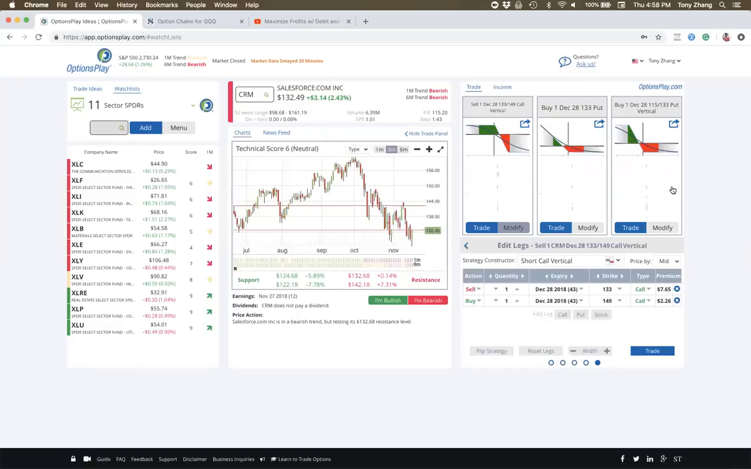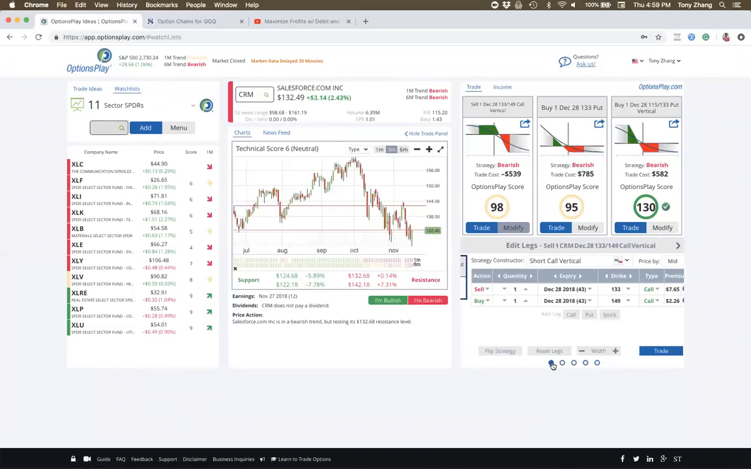And then we're going to compare that to buying a put vertical, which is, like we said, graduating from buying a put. Instead of just buying a 133 put for $875, I'm going to buy the 133 put and then sell a 115 put against that, to reduce my cost to $582. So let's look at these three strategies.